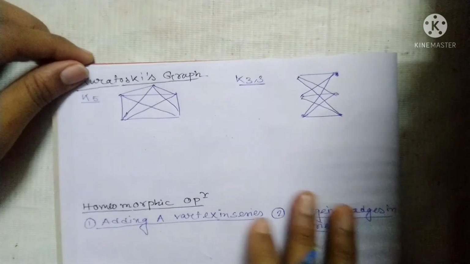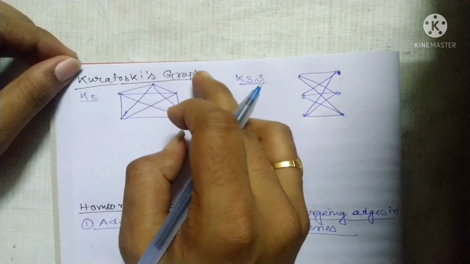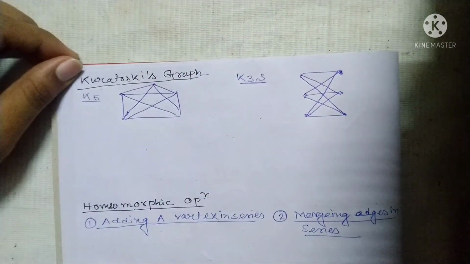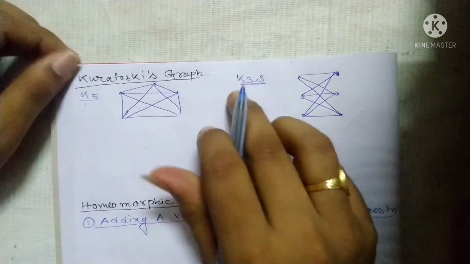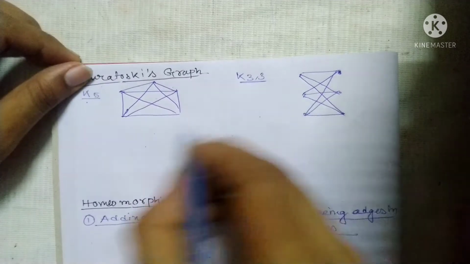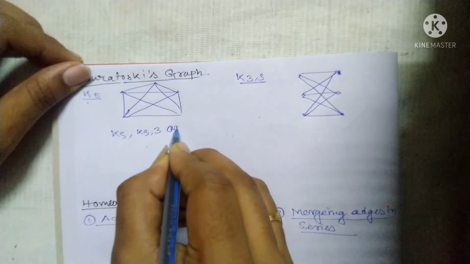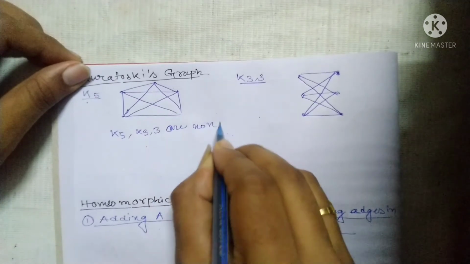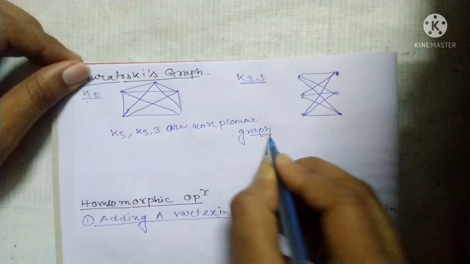Now there are two special graphs in our case, which are Kuratowski's graphs. Kuratowski has two special graphs, K5 and K3,3. These two graphs are non-planar graphs.